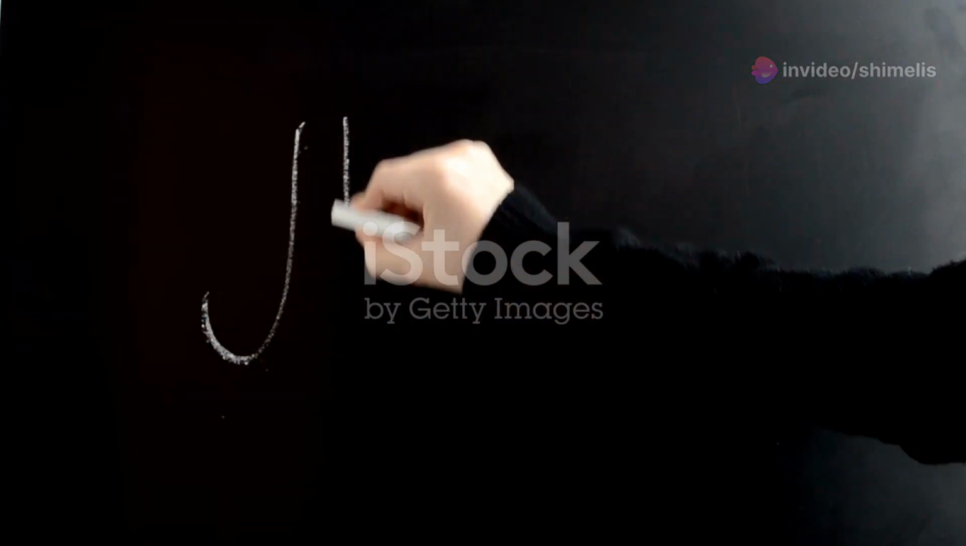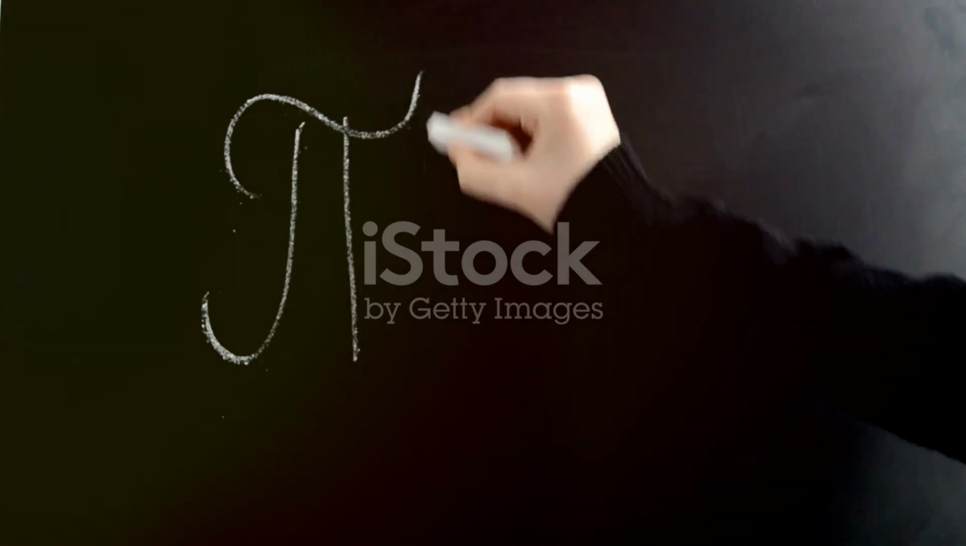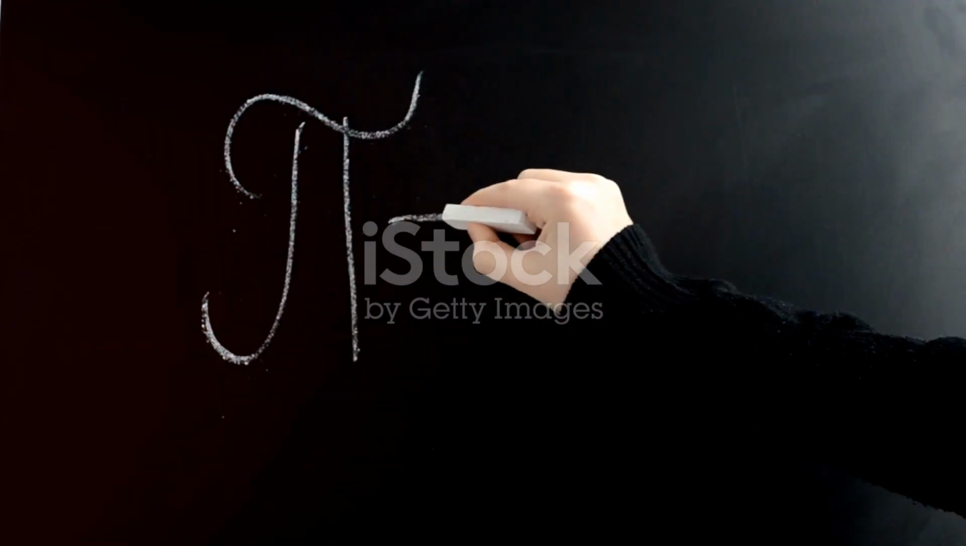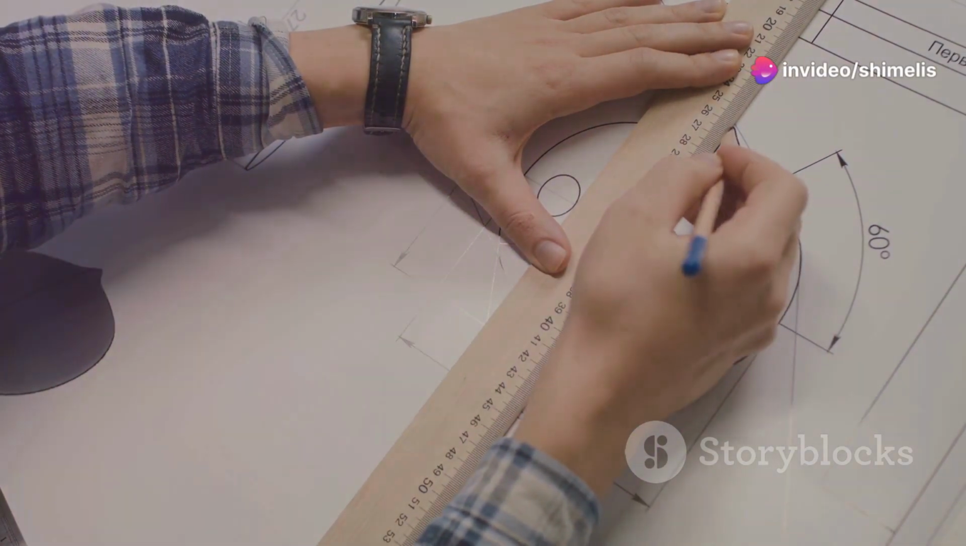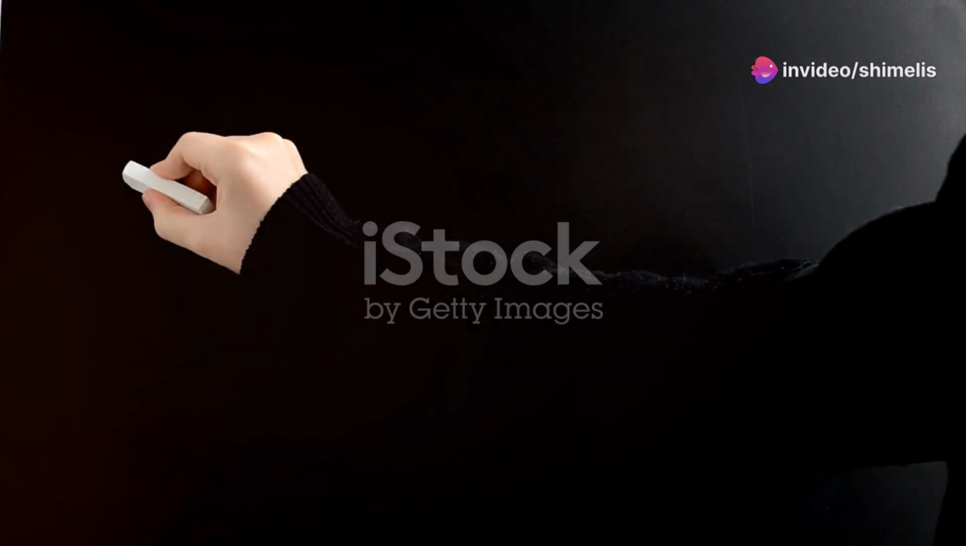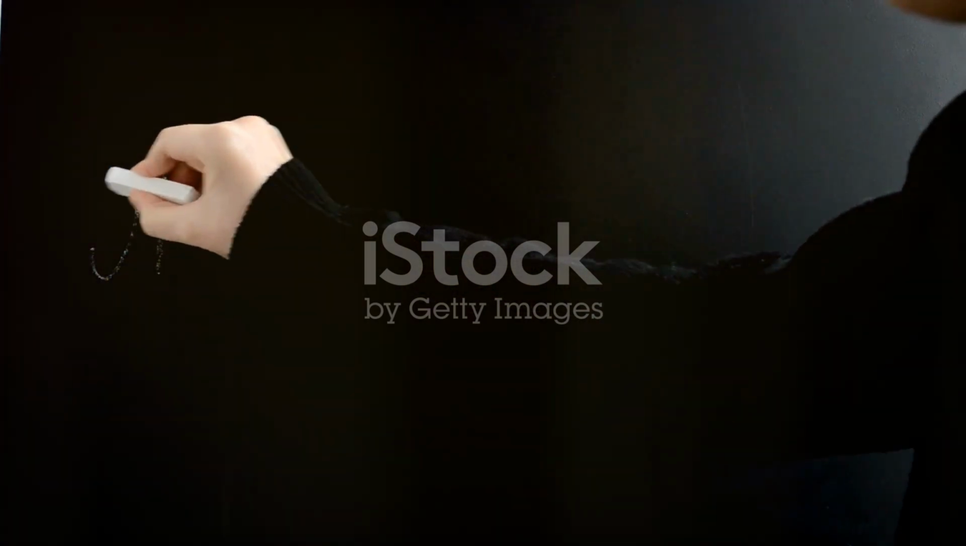Now, let's dive into Section 3. Calculating the area, pi's role in measuring circles. Having successfully determined the center and radius of our circle, we can now proceed to calculate its area. This is where the mathematical constant pi takes center stage.